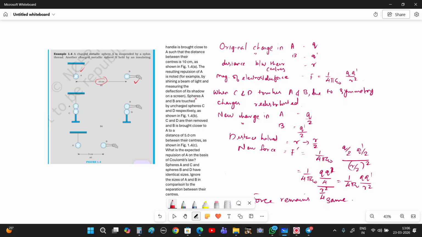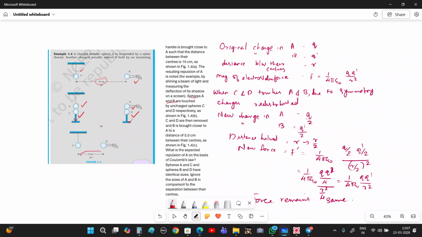Then in the next step, spheres A and B are touched by uncharged spheres C and D respectively. So you can see in the next step, sphere C and sphere D are initially uncharged. This uncharged sphere C is made to come in contact with A, and another uncharged sphere D is made to come in contact with B. C and D are then removed and B is brought close to A.